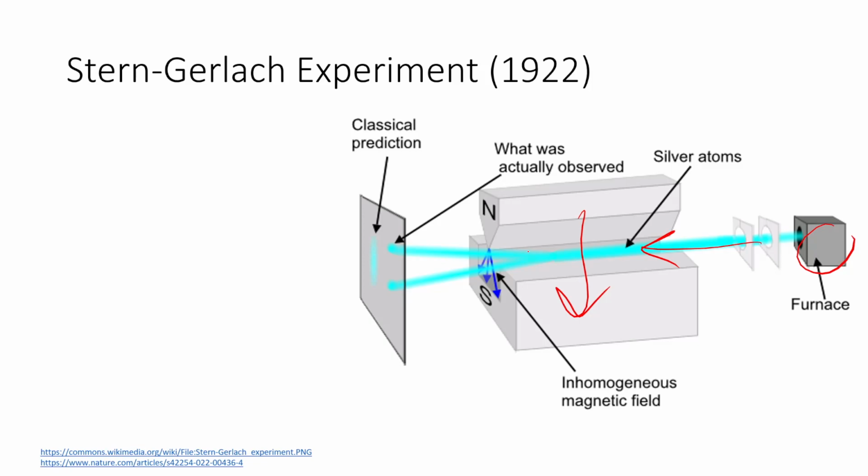And according to the classical physics, the classical mechanics and electrodynamics that was known by then, the silver atoms were supposed to hit along a line on the screen here and they would get smeared out. But what was found was that there were only two regions where the silver atoms hit the screen, and that was really weird and unexplained by classical physics. So let's see an animation about that.